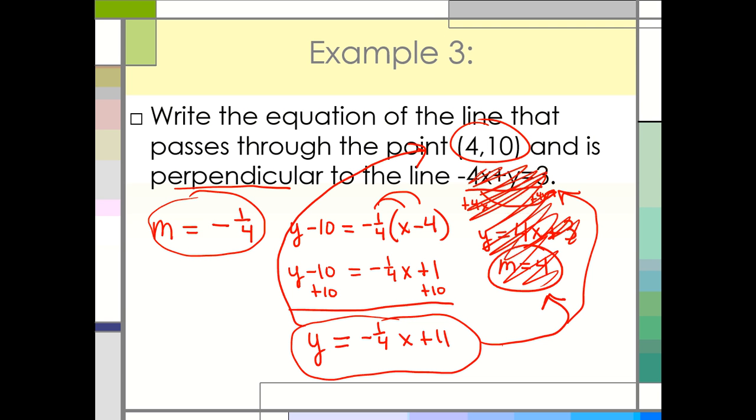All right, so hopefully, given an equation, you can now take that equation and come up with another equation that is either parallel or perpendicular to that original line.